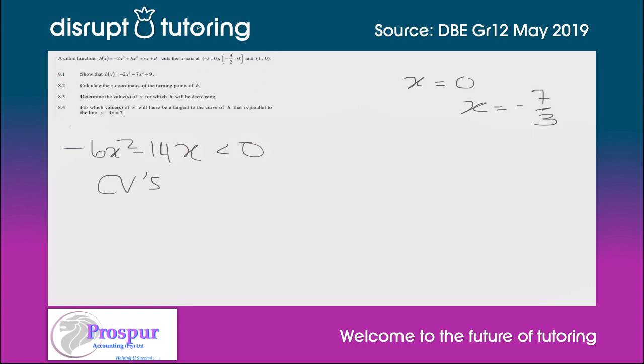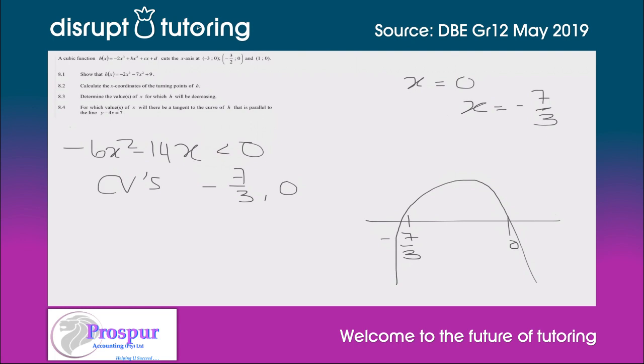We've already found the CVs for this particular question, which is minus 7 over 3 and 0. What are the CVs? The CVs are simply the points at which this curve cuts the x-axis. So let's just draw a little representation of this curve. What we have is the one x-intercept is minus 7 over 3, and the other one is 0, okay? And this curve is a negative parabola, so it looks something like this. Excuse how that came out. It's not great. But it sort of demonstrates what we're looking for.